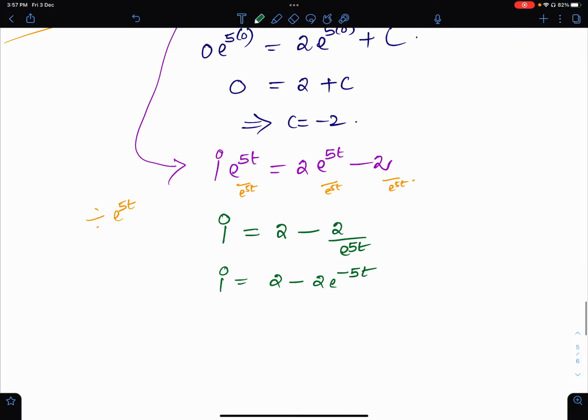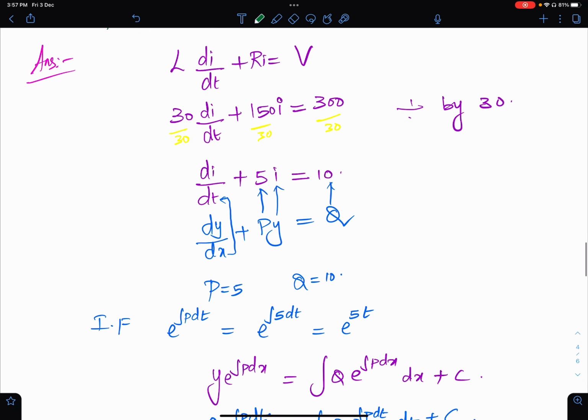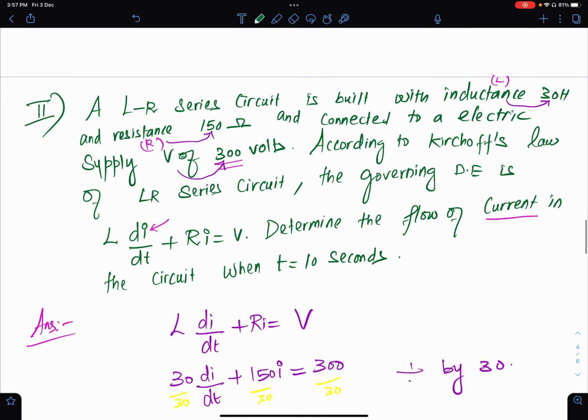You can write this I as I of t. But what is our task? The task is to find the current in the circuit when t is 10 seconds. Change the time, t is 10, and you will get the answer. So change t as 10.